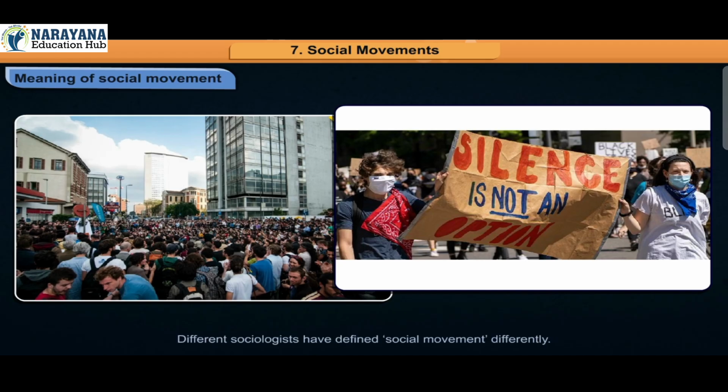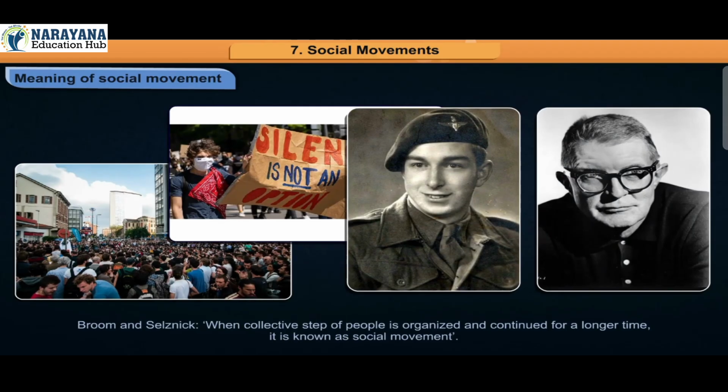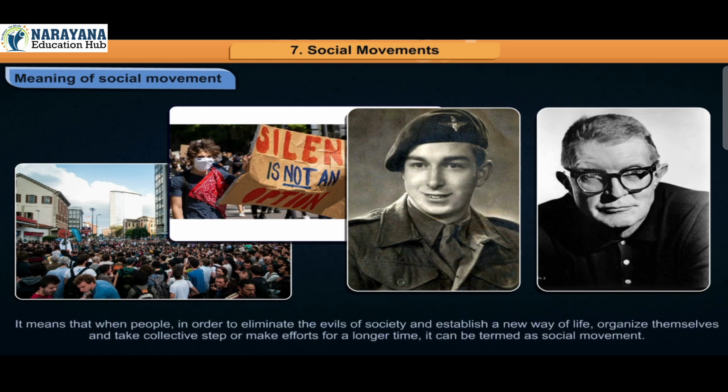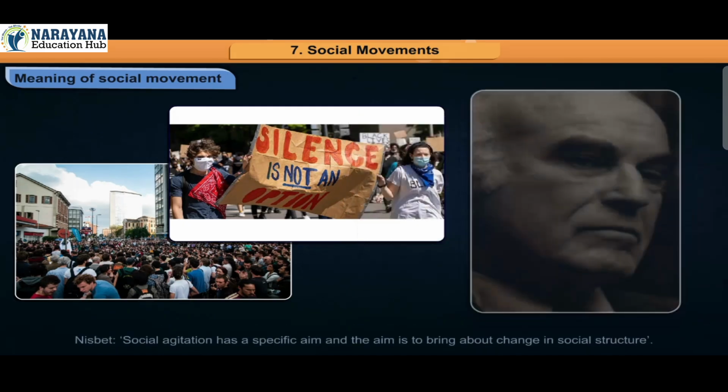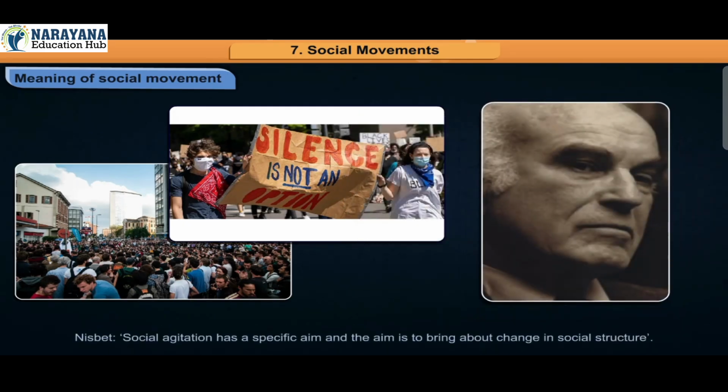Different sociologists have defined social movement differently. Broom and Selznick: when the collective step of people is organized and continued for a longer time, it is known as social movement. It means that when people, in order to eliminate the evils of society and establish a new way of life, organize themselves and take collective steps or make efforts for a longer time, it can be termed as social movement. Nisbet: social agitation has a specific aim and the aim is to bring about change in social structure.